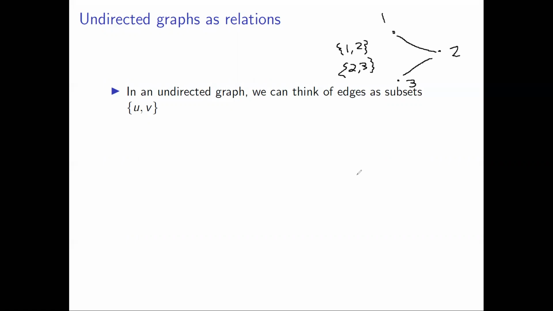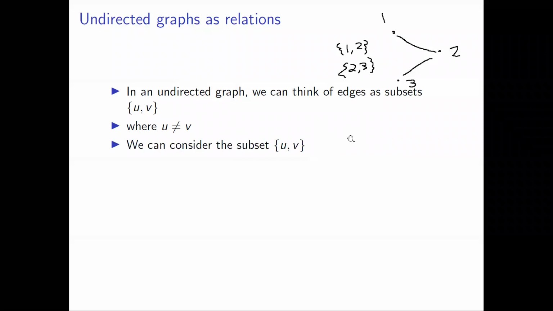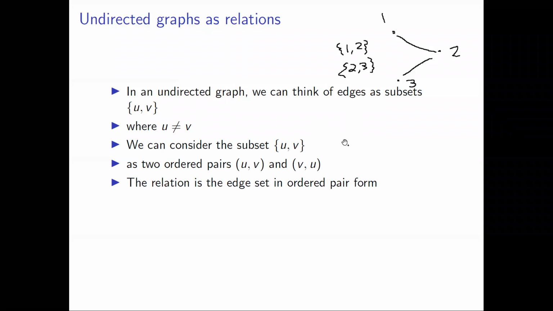And each of these subsets, we can actually write them as 2 ordered pairs each. So we take a subset {u, v}, where u does not equal v, and remember that that subset is the same as the subset {v, u}. And this subset we view as the 2 ordered pairs (u, v) and (v, u), with parentheses instead of subset brackets. Now our relation is the edge set, but instead of written as a set of subsets, it's written as a set of ordered pairs.